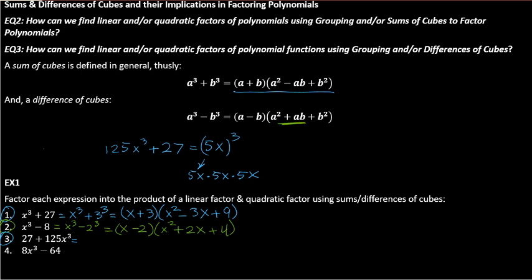Anyway, so a cubed plus b cubed. We already saw that 27 is 3 cubed, right? So that's how we're going to rewrite this. 5x all cubed plus 3 cubed is equal to, and again, we have to account for the plus and the minus flipping places. So a plus b times a squared, so that's going to be 25x squared, minus 5x times 3, so 15x, plus 3 squared, which is 9.